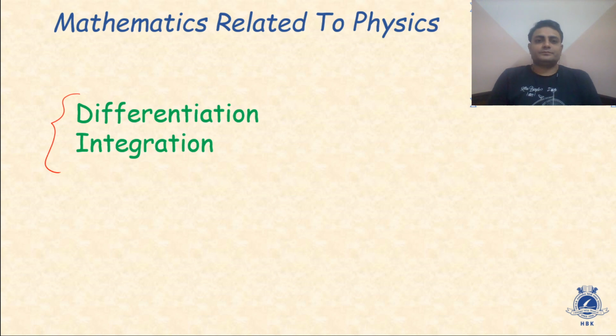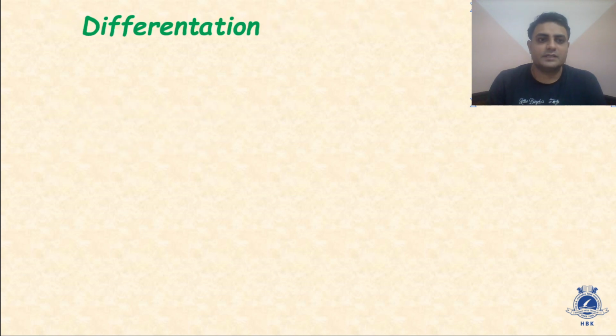So first of all, we'll go with the differentiation. We are not going to derive any formulas today because the formulas of differentiation and integration are not derived by math students in their syllabus. It is for higher level mathematics. If you are doing MSc or BSc, you will be deriving the formulas of integration and differentiation. So over here we will accept all those formulas without any proof. So let's start with differentiation.